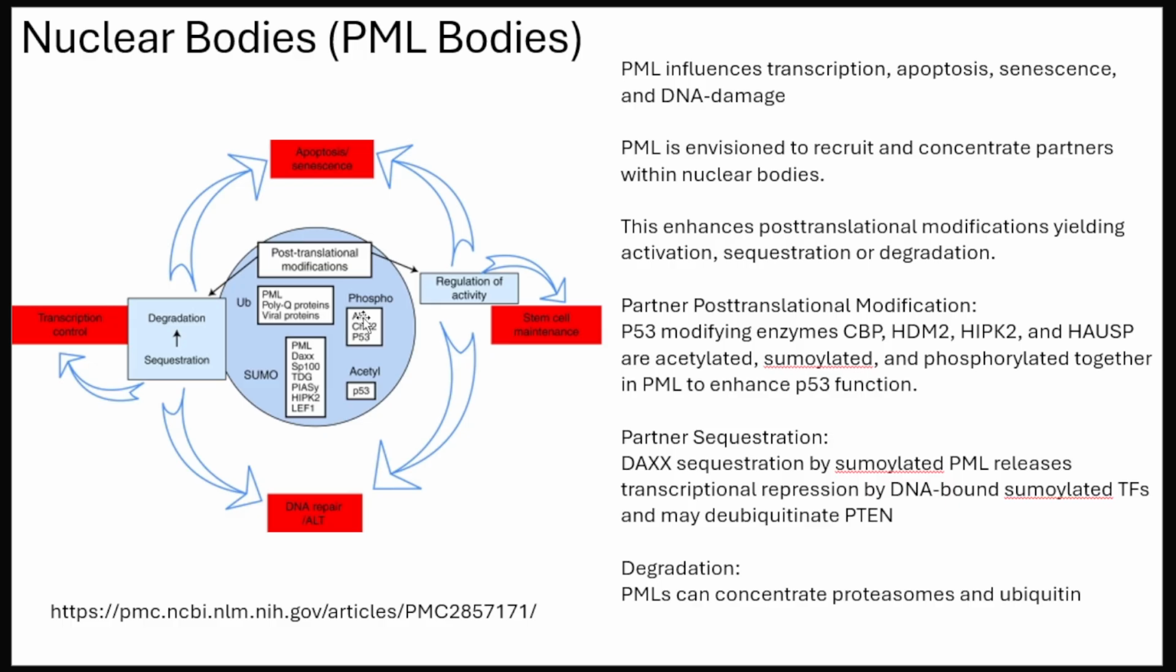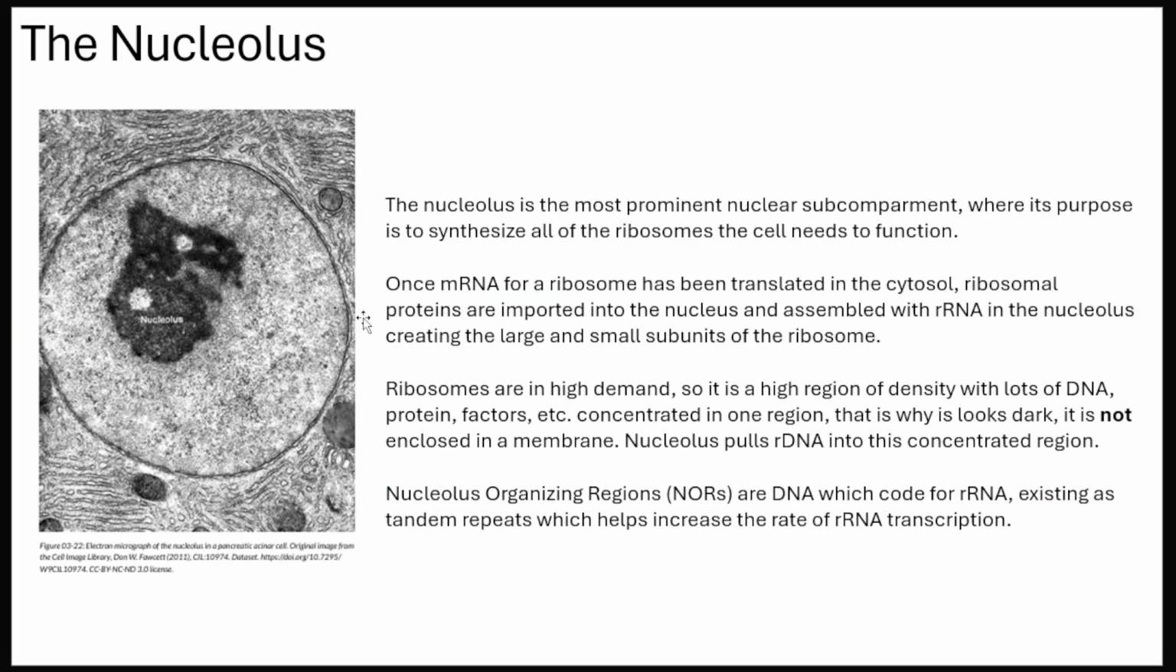So p53 modifying enzymes like CBP, HDM2, whatever, can be acetylated or post-translationally modified together to enhance the efficiency of this function. And also these can concentrate proteasomes and ubiquitin for easy degradation in the nucleus. It really enhances post-translational modifications and makes things a lot more efficient.